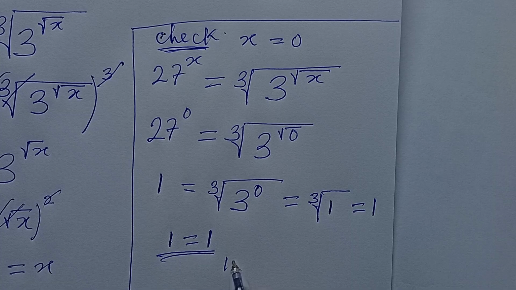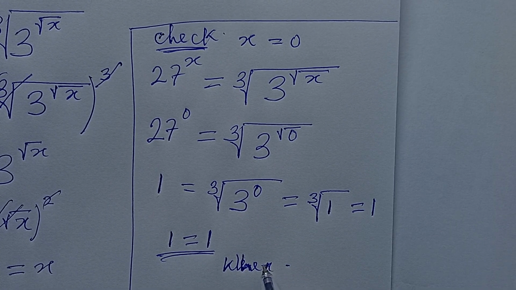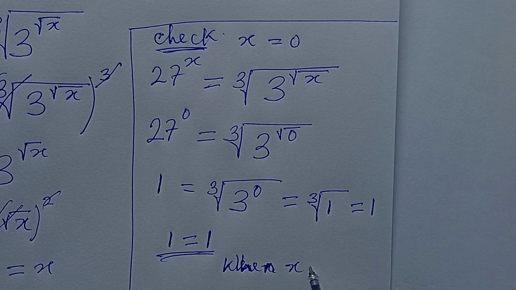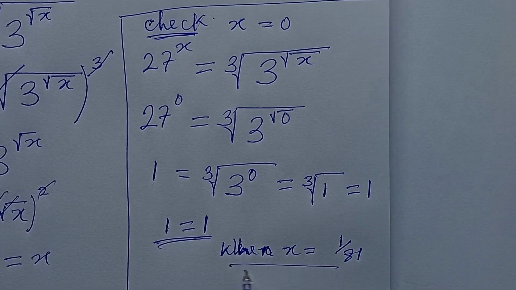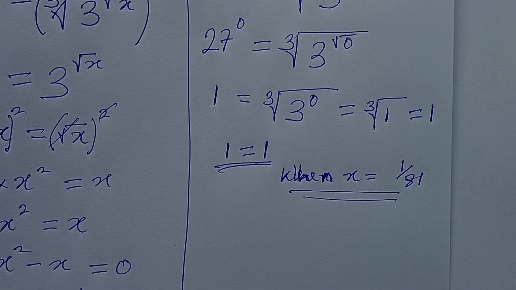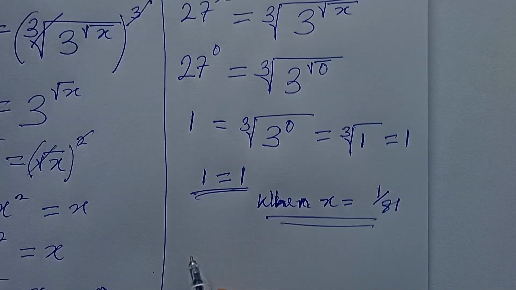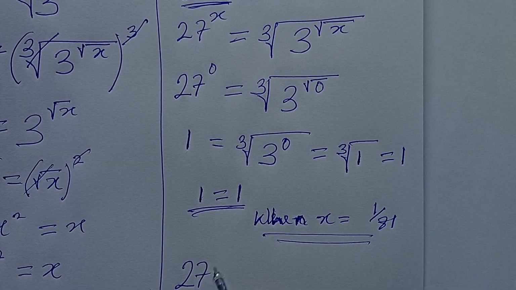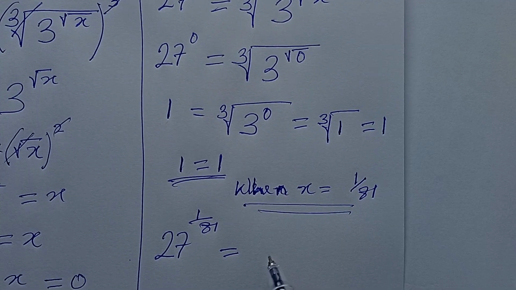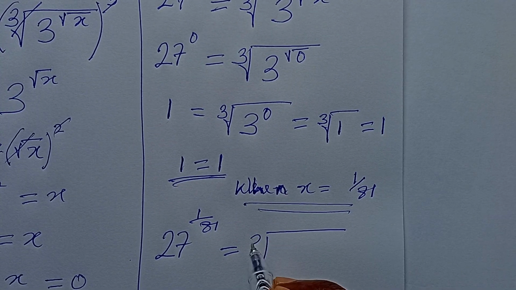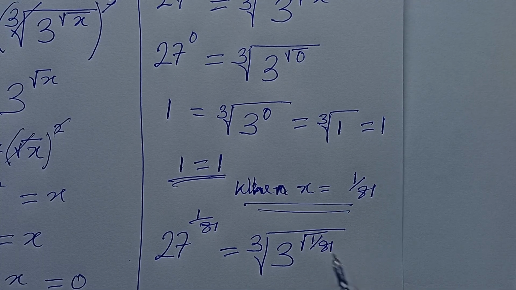When x is equal to 1 all over 81. So we want to check when x is equal to 1 all over 81. Again, whenever we see x in our original equation, we are putting 1 all over 81. So the first one here, we have 27 to the power of 1 all over 81. Then this is equal to the cube root of 3 all raised to the square root of 1 all over 81.